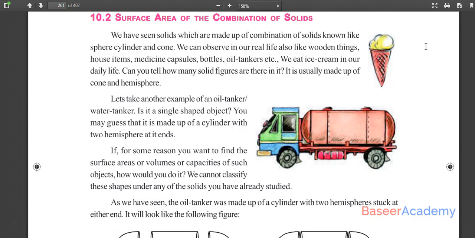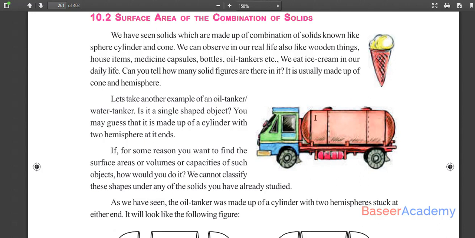On the screen, you see an ice cream, right? Ice cream here consists of two shapes. This shape that you see here, the brown color shape, is the cone, and the yellow ice cream that you see is in the shape of a hemisphere. So if we consider the example of this ice cream, we have two shapes: one is a cone and the other is a hemisphere.